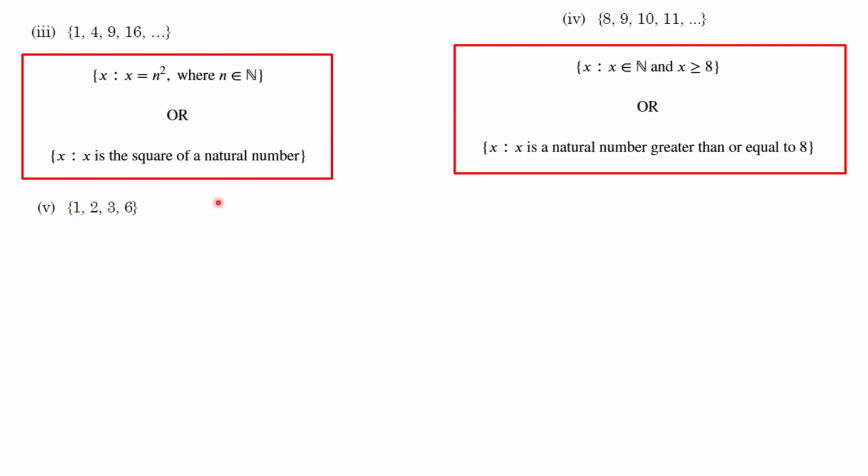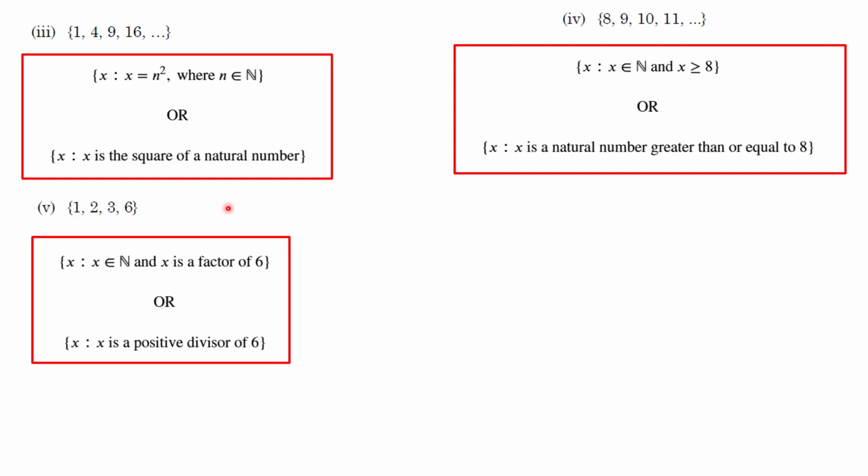Next, 1, 2, 3, 6. So this is nothing but the factors of 6. So you can write x belongs to natural number and it is a factor of 6, or you can write x is a positive divisor of 6.